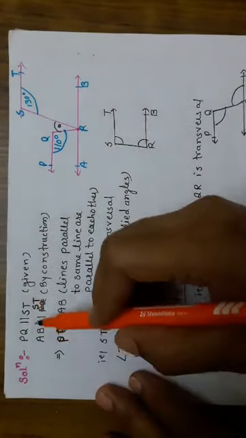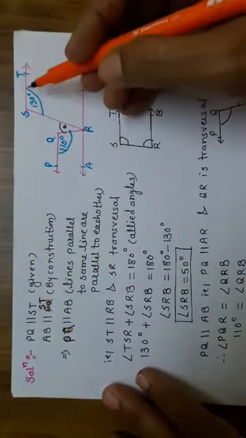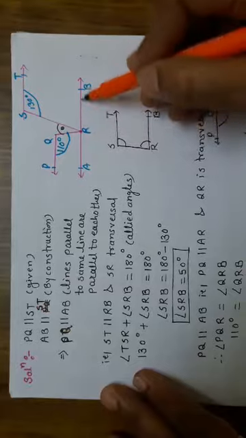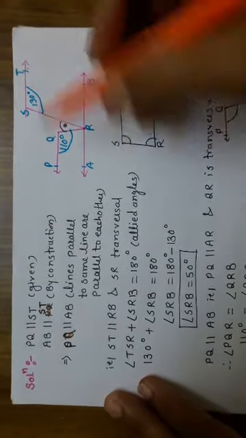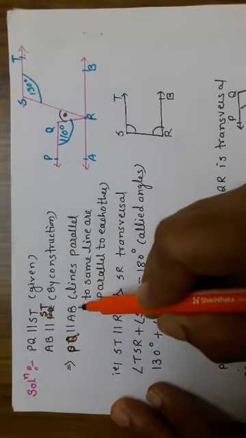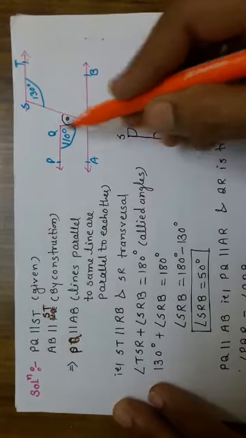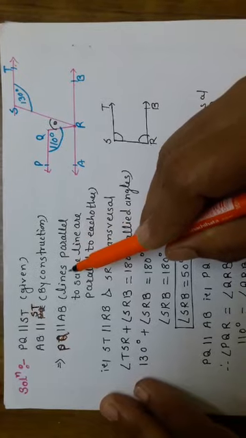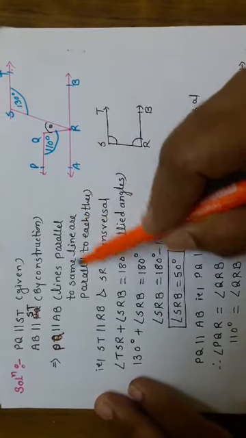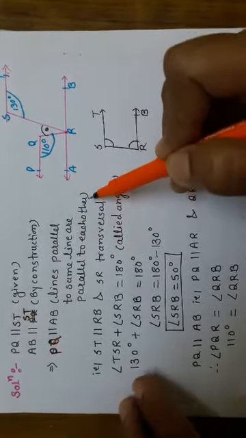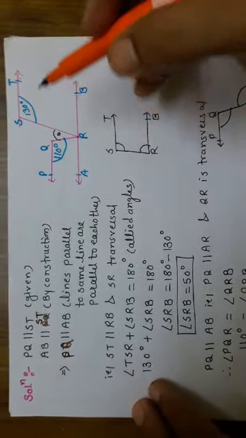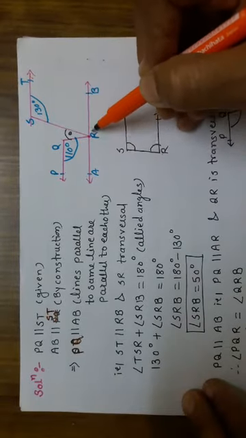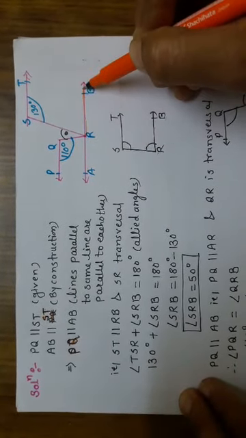Let's see the solution. PQ is parallel to ST, it's a given. By construction, AB is parallel to ST. Therefore, PQ is parallel to AB, means this PQ is also parallel to AB, on using the theorem: lines parallel to the same line are parallel to each other. Now we will see that ST is parallel to AB, means RB we will take.